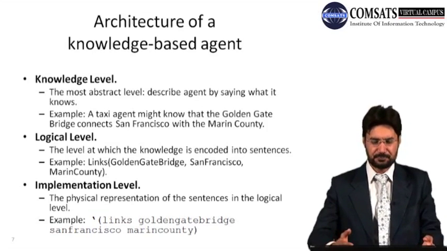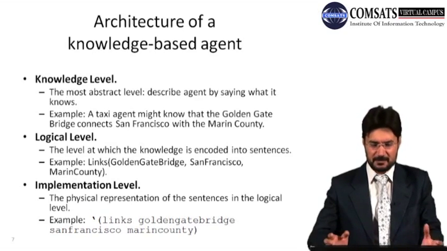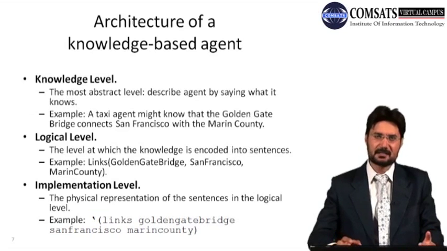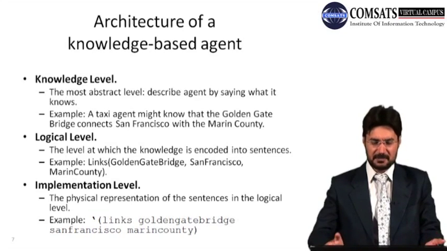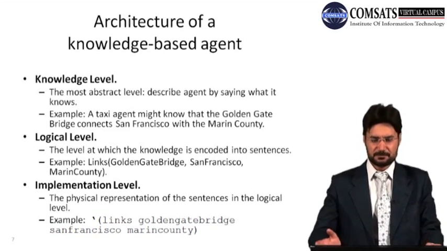So if we want to convert it in this logical way, it will be a very simple kind of function that we can call. We can say that there is a Links function. Links means there will be some parameters for it. The first parameter is Golden Gate Bridge, the name of the linking part. Then San Francisco and Marin County.